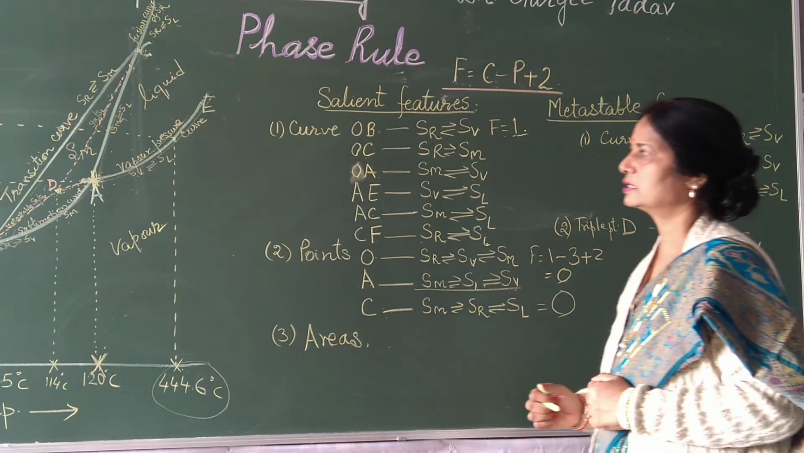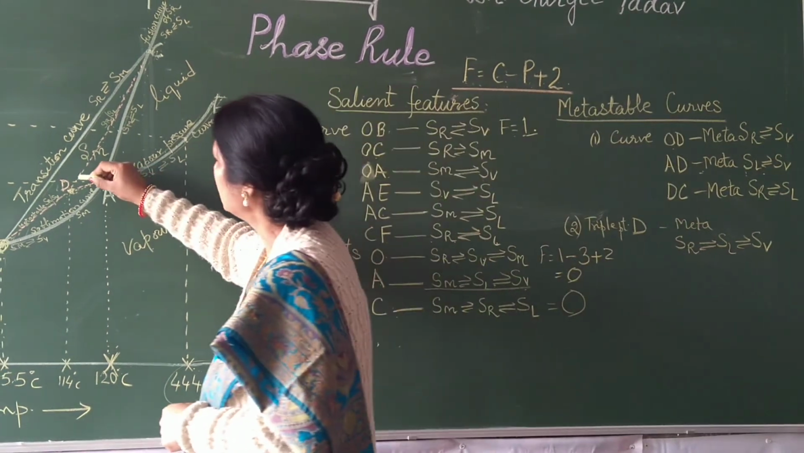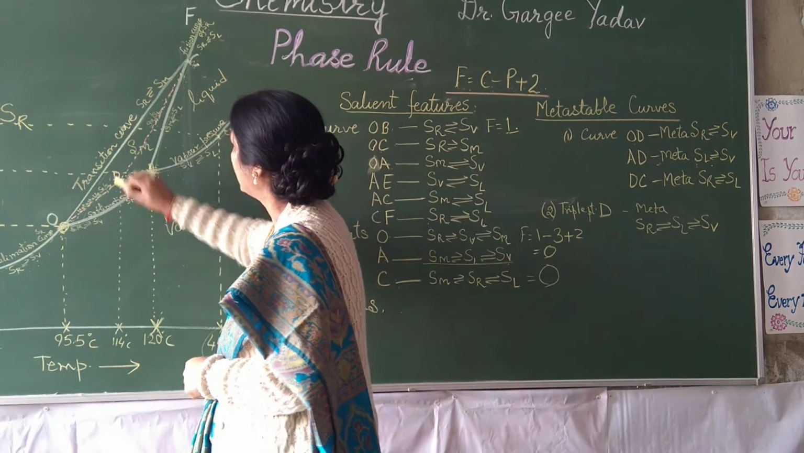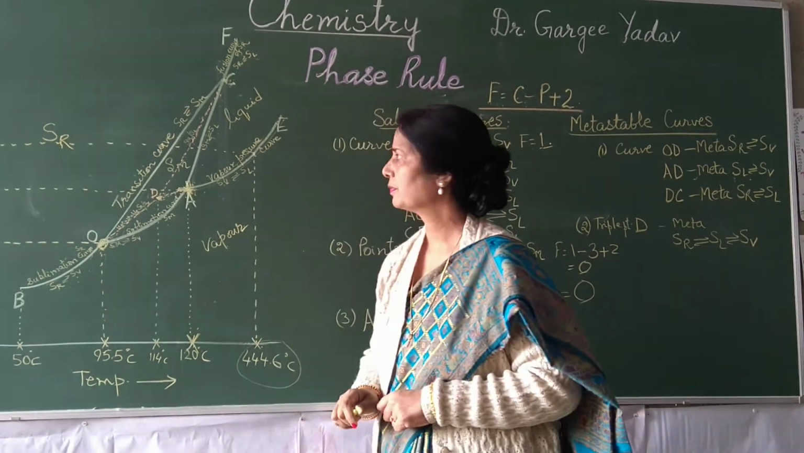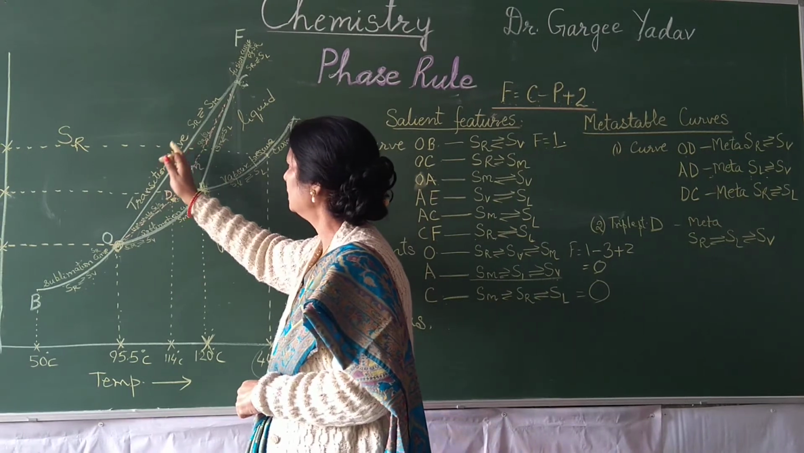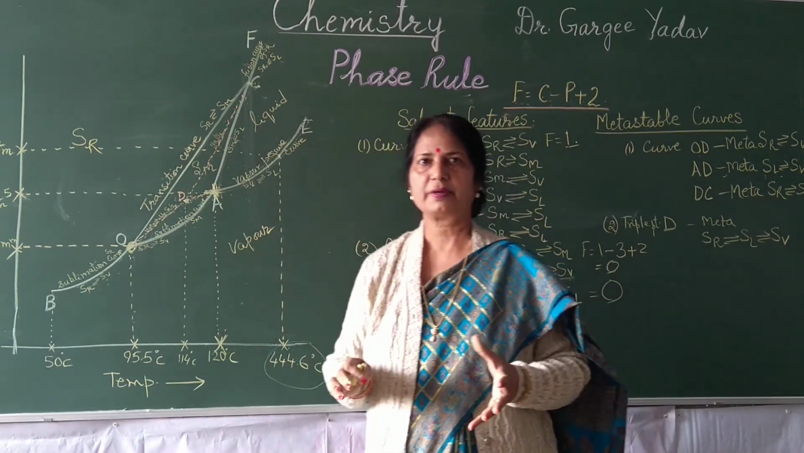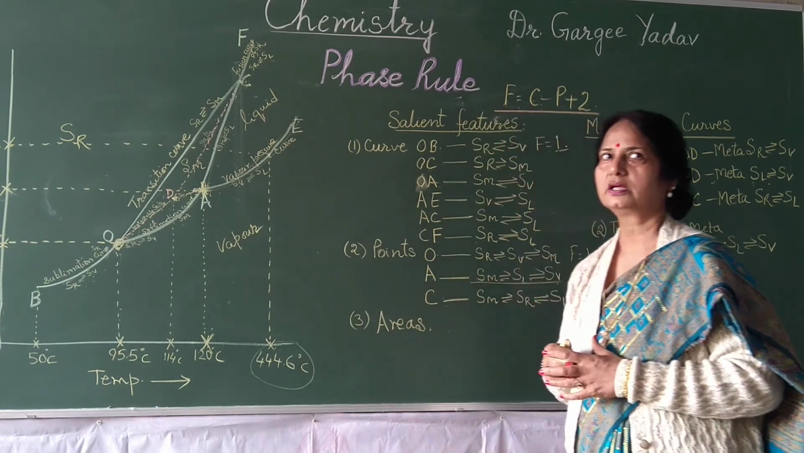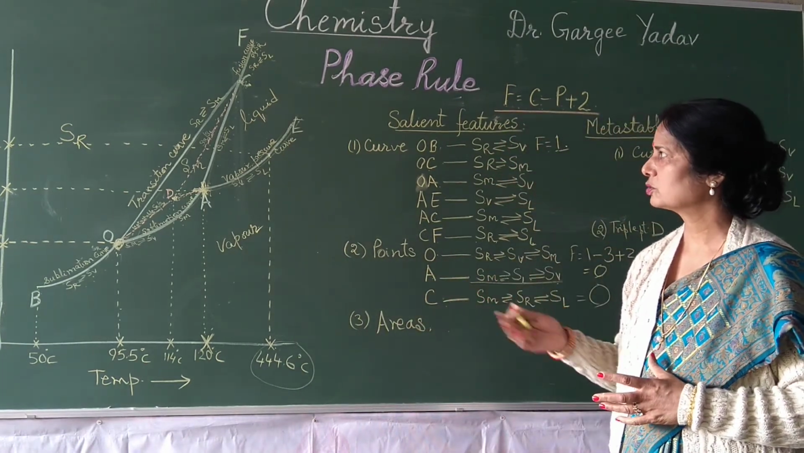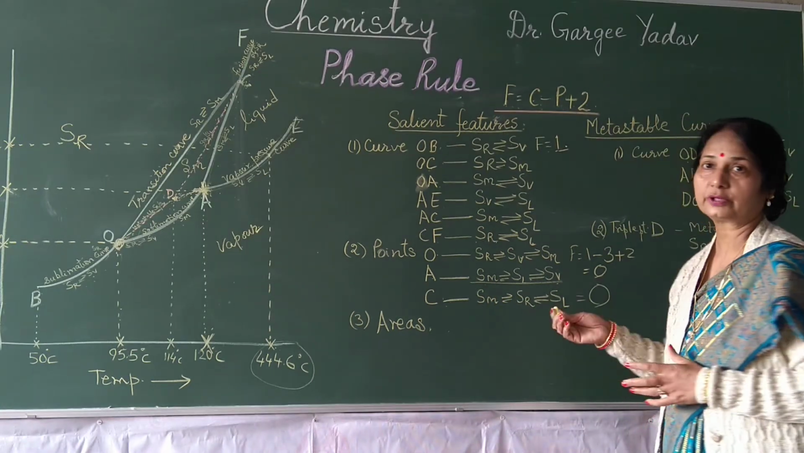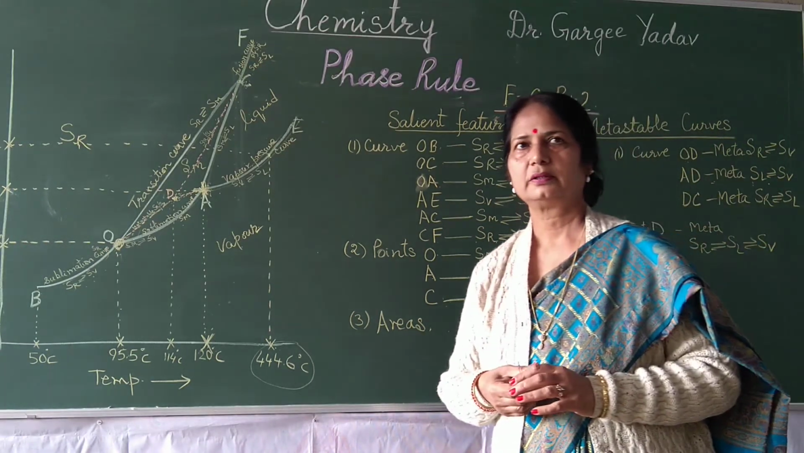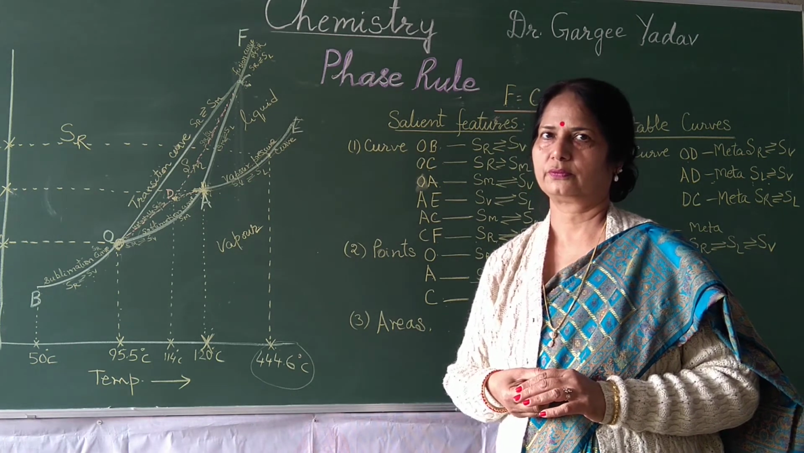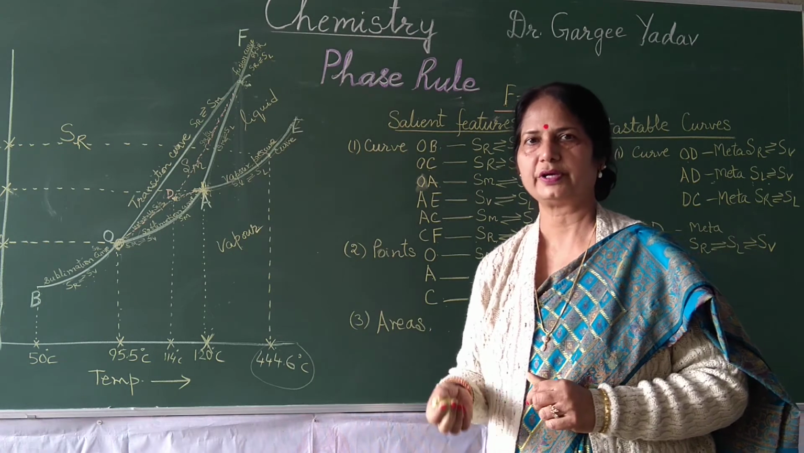Now another metastable equilibrium is here. You can see along the curve DC, we have the metastable equilibrium between the rhombic sulfur and the liquid sulfur. The rhombic sulfur is in metastable equilibrium with its liquid form, and here also if we calculate the degree of freedom, it will come out to be 1. So the system is univariant.